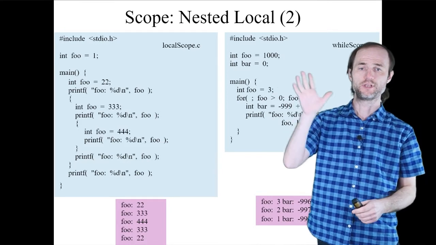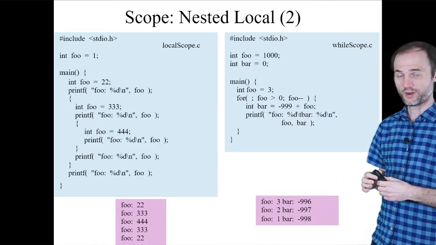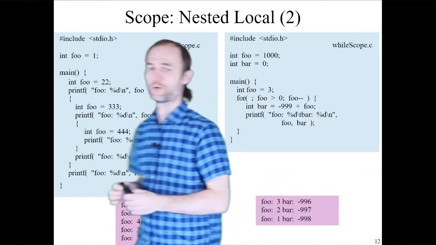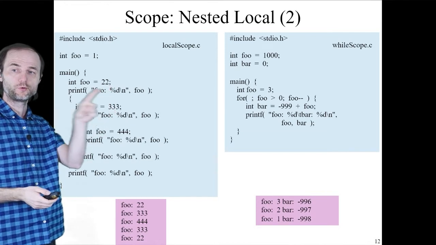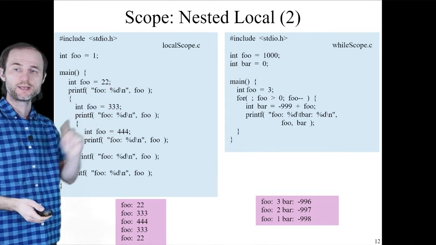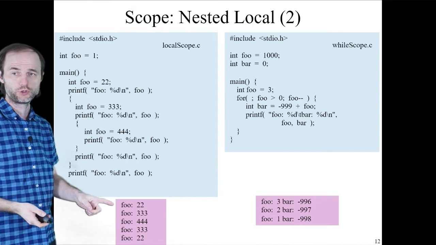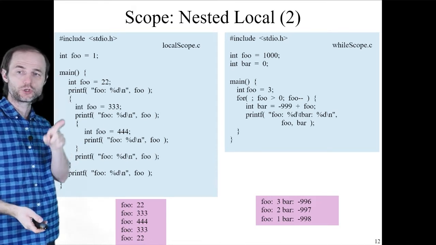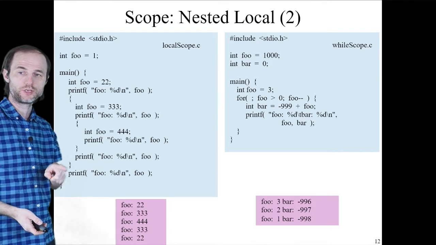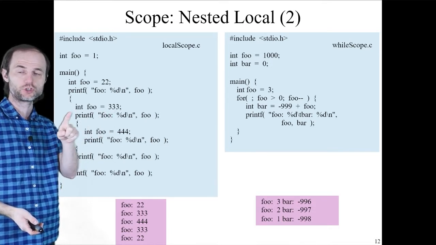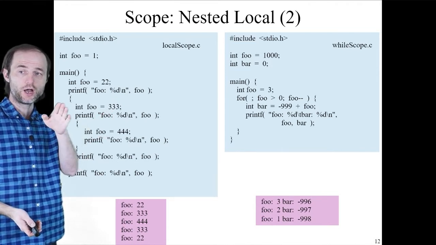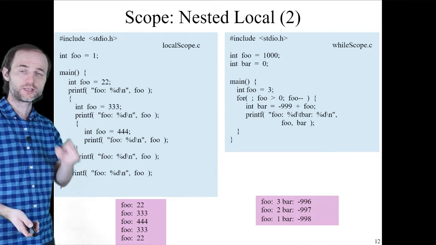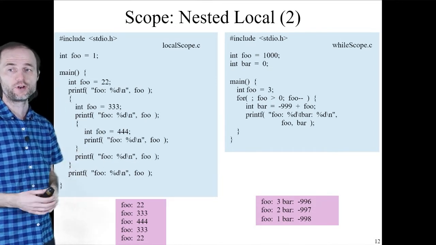Here's an example of a nested local variable. Let's take a look over here. We have a global variable foo and a local variable foo within the main scope. So if we print that out, we will see the value of 22, just like we expect. Now we're going to create a local scope between these two curly braces. So now this definition of variable foo equal to 333 will shadow the previous variables of foo in other scopes.